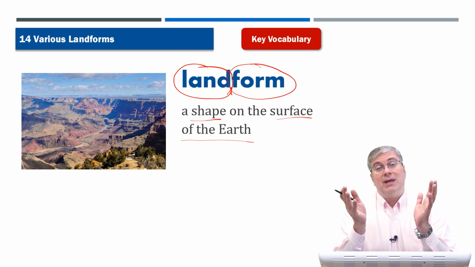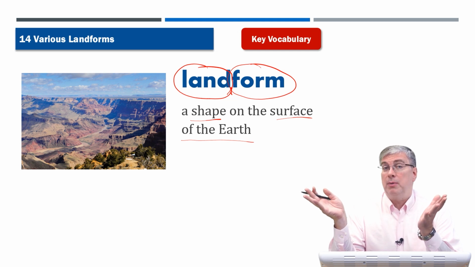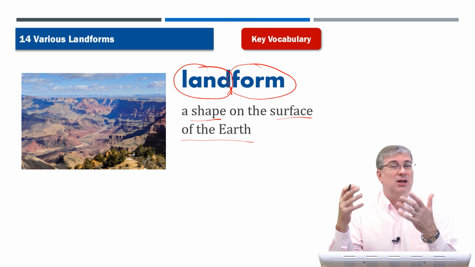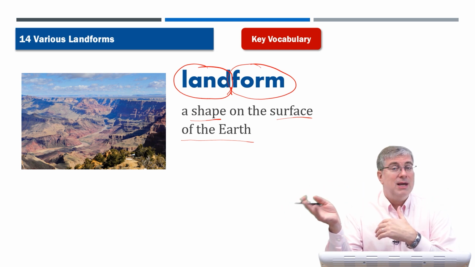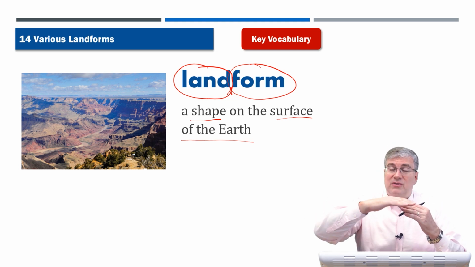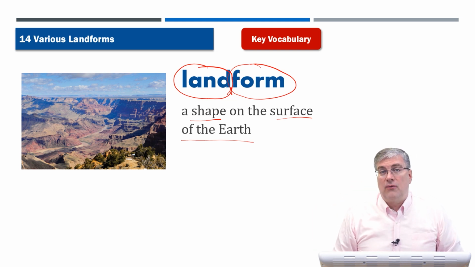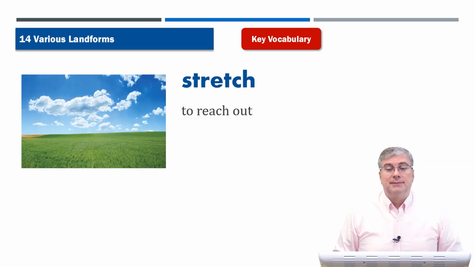And of course, we can see that. You look around, you can see mountains. Well, that's a shape of the land. That's a particular shape of the land. That's a landform. Sometimes, even if it's just very flat, we call those plains, and that is another type of landform. So there are many different landforms. Let's take a look.